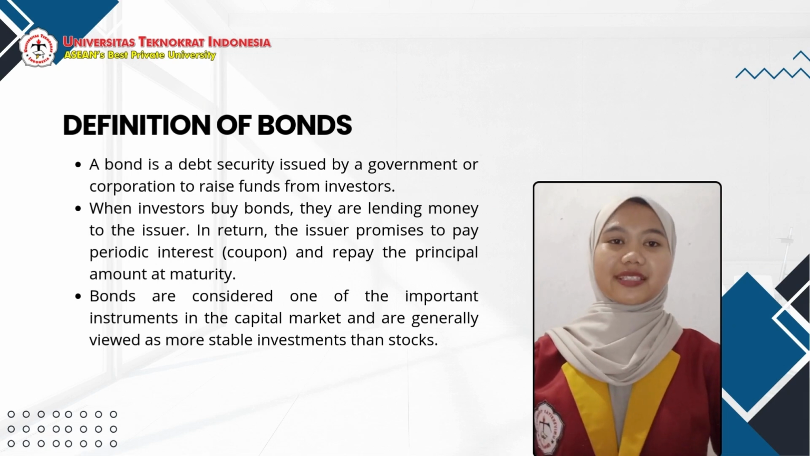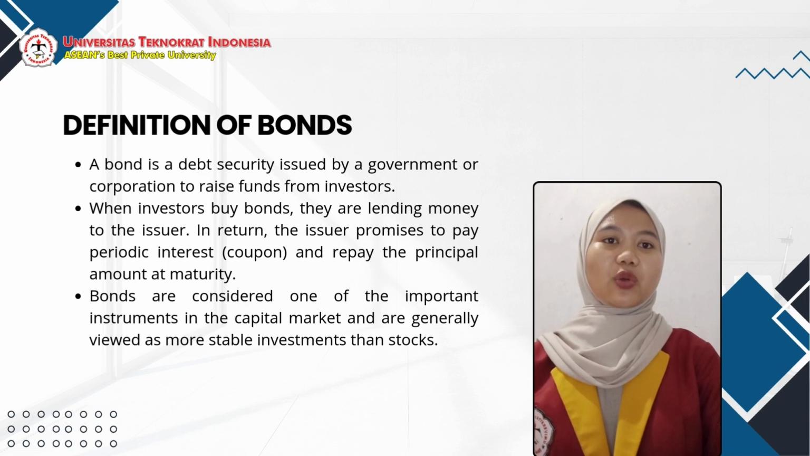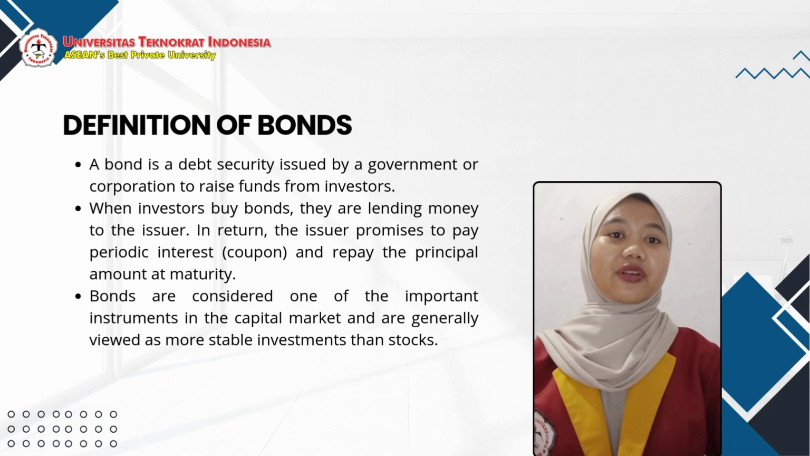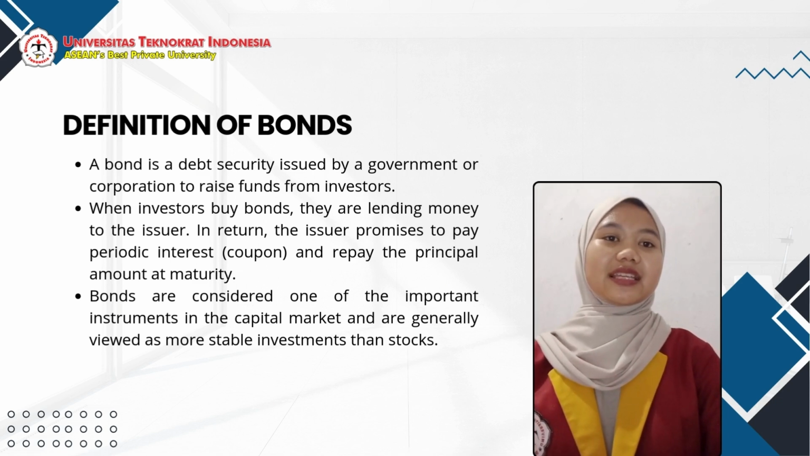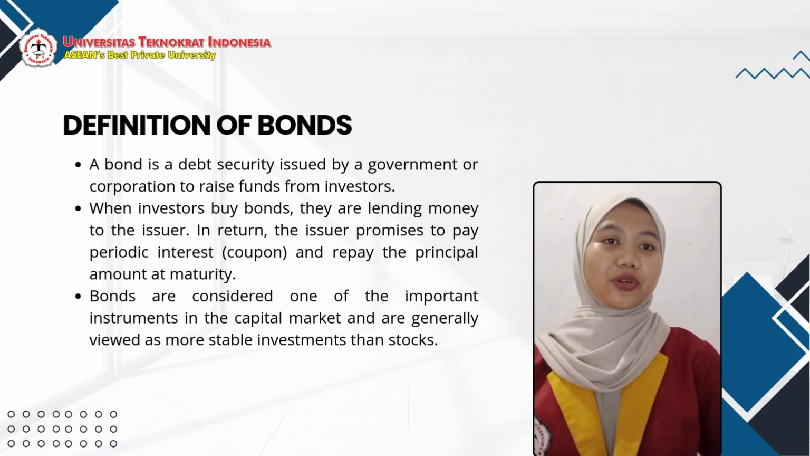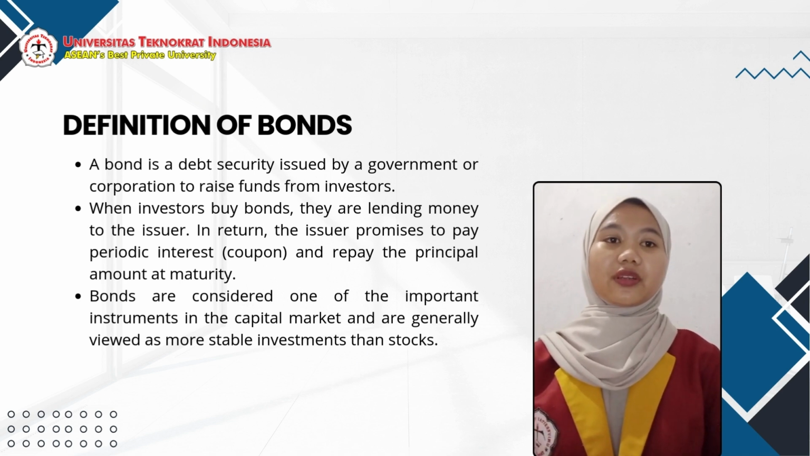Definition of bonds. A bond is a debt security issued by a government or a corporation to raise funds from investors. In other words, when investors buy bonds, they are actually lending money to the issuer, which can be a government or a company. In return for the money they receive, the issuer promises to pay periodic interest, which is called a coupon, and also repay the principal amount when the bond reaches its maturity date.